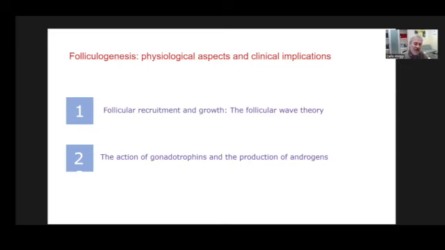In a second step, I will focus on the action of gonadotropins in late stages of folliculogenesis, and in particular during final recruitment of the dominant follicle and ovulation.